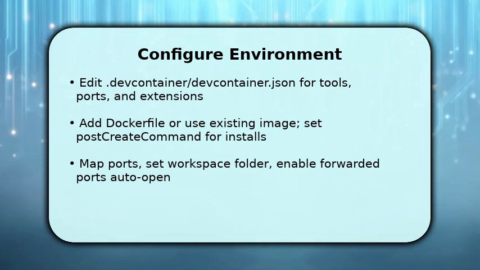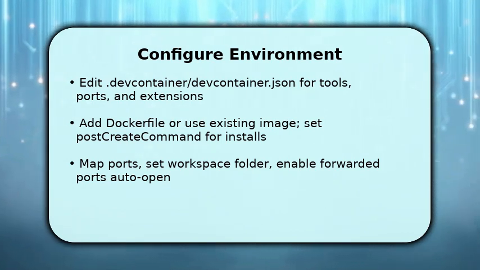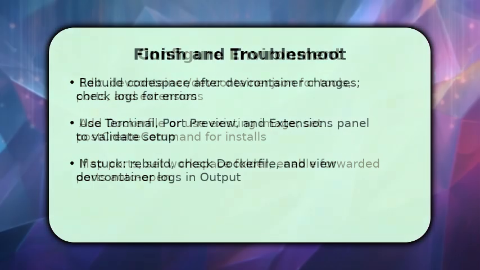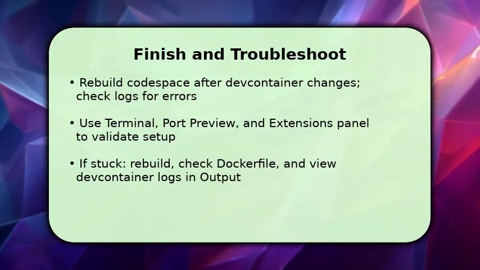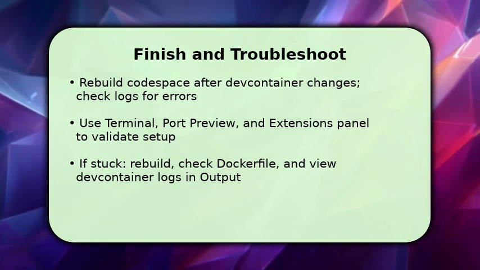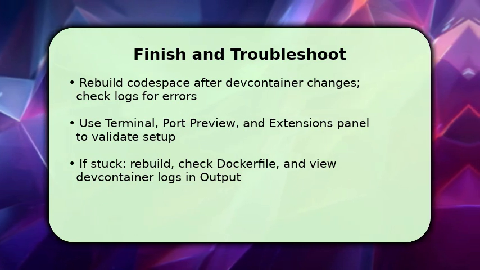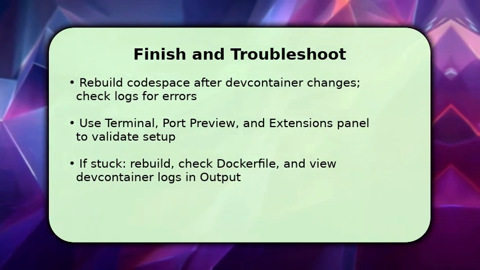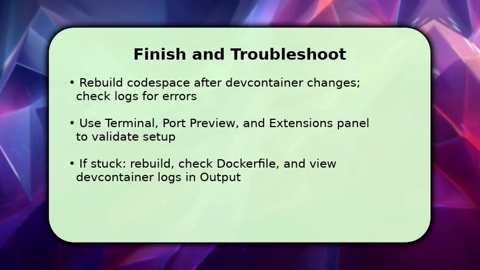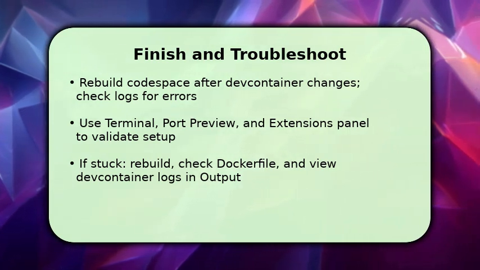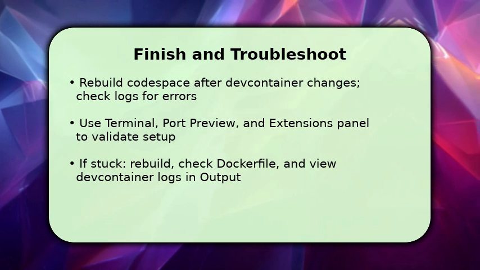To finish, rebuild the codespace so all devcontainer changes take effect and run your app to confirm ports and services work. Validate using the integrated terminal, port preview, and extensions panel. Ensure expected tools are available. If something fails, inspect the devcontainer build logs in the output channel and rerun the rebuild. That reveals missing packages or permission errors.